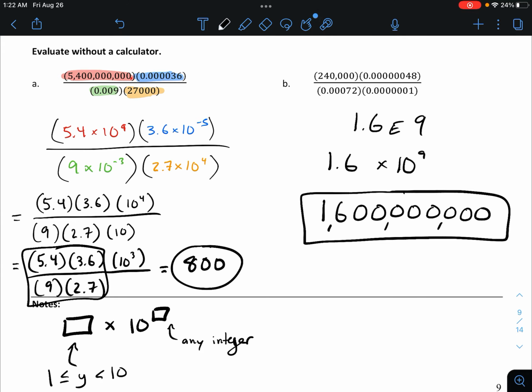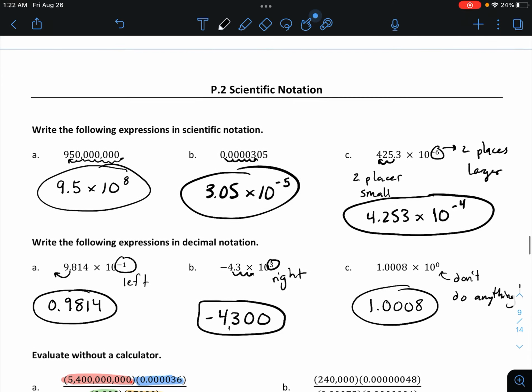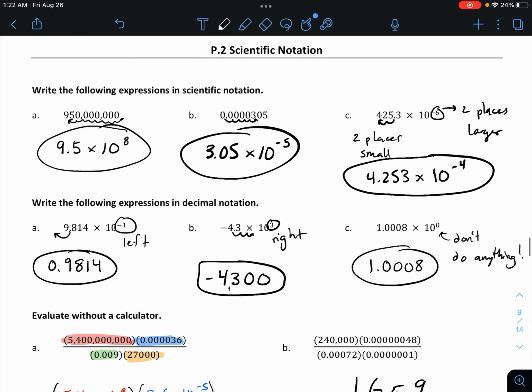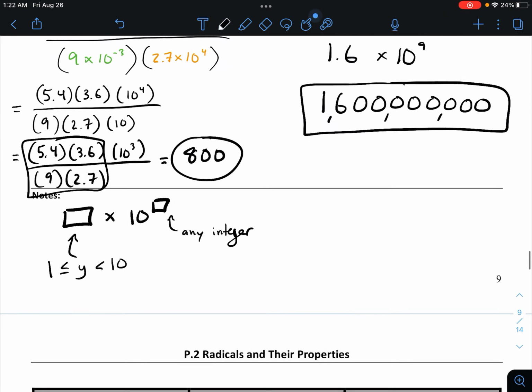All right, so that is all for today. When I get back, we are going to do a quick project with scientific notation, and then we'll continue with the notes. All right.